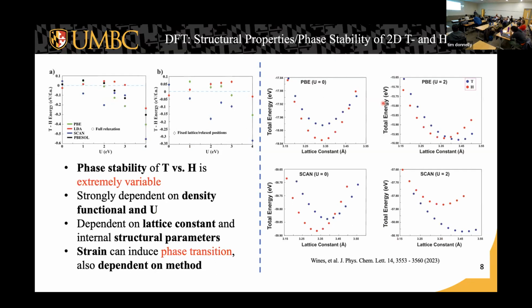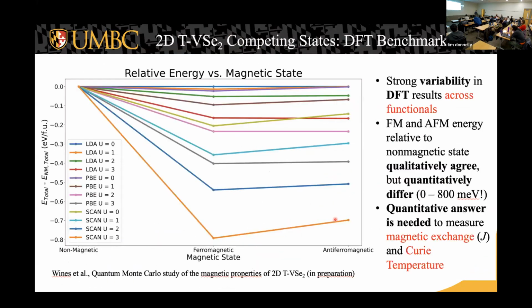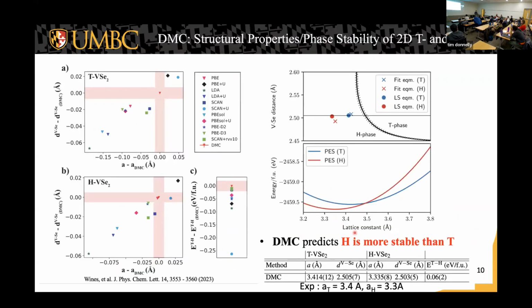So we have to check how the magnetic order changes with the strain. But the crossover was incorrect in all the cases. Yeah, except SCAN seems to be very good. Yeah, we are observing similar things here. So SCAN was the best one. Yeah, this one is close.